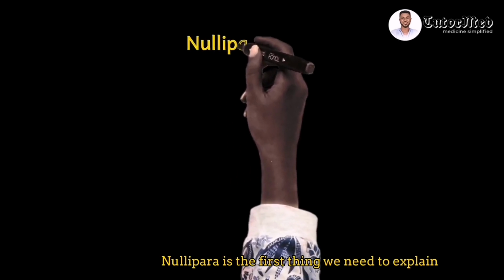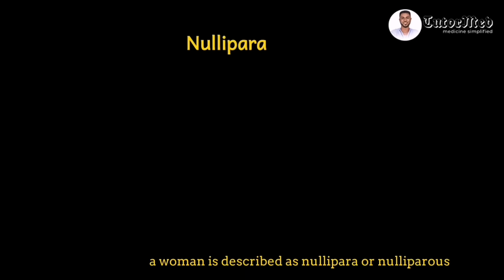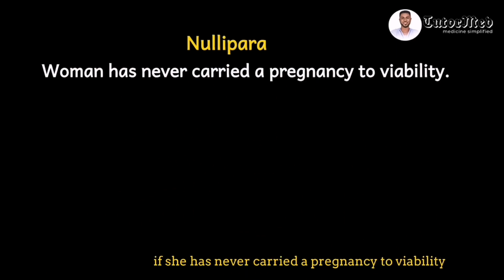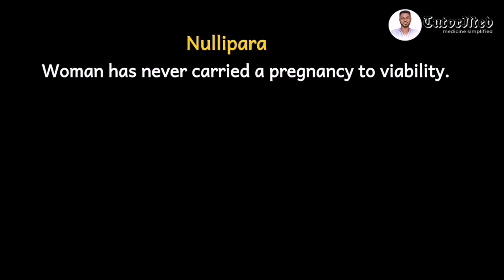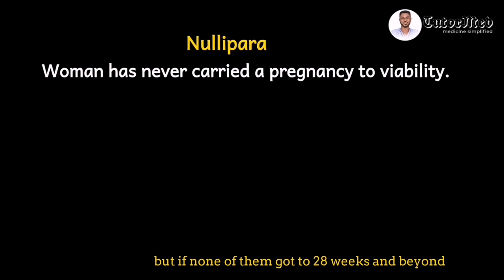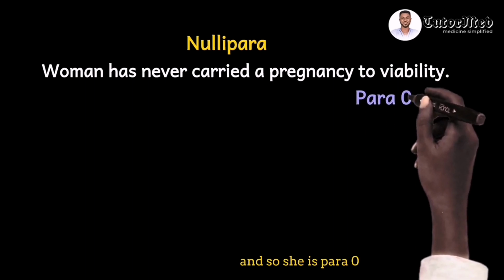And so like we did for gravidity, let's explain some terms associated with parity. Nullipara is the first term we need to explain. A woman is described as nullipara or nulliparous if she has never carried a pregnancy to viability. So she may have been pregnant for say 3 times, but if none of them got to 28 weeks and beyond, she is described as nullipara or nulliparous, and so she is para 0.